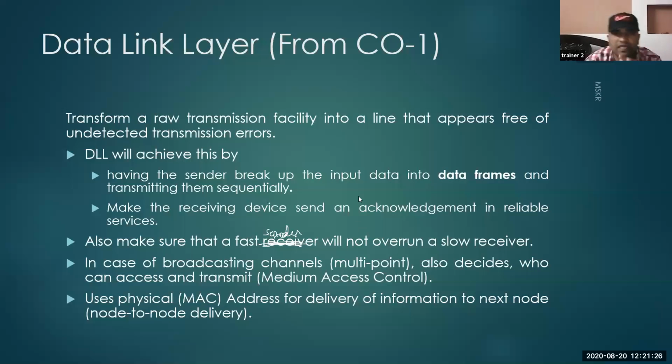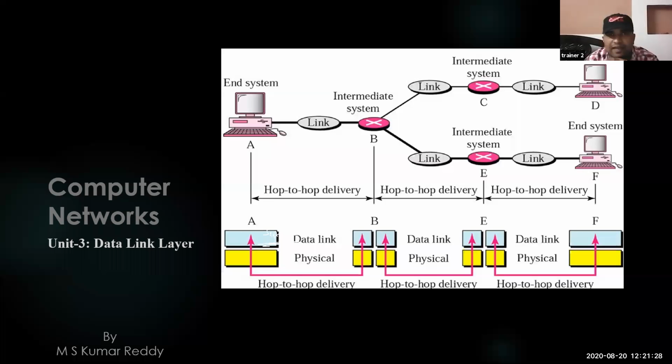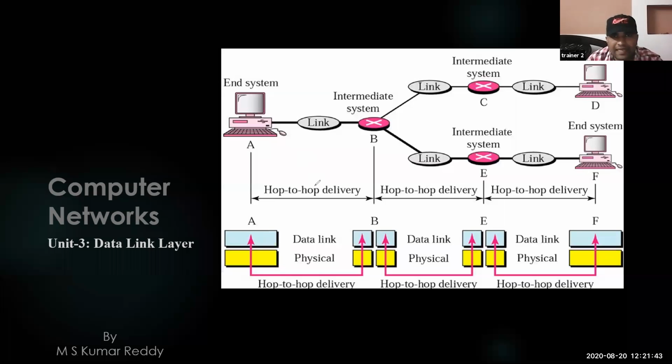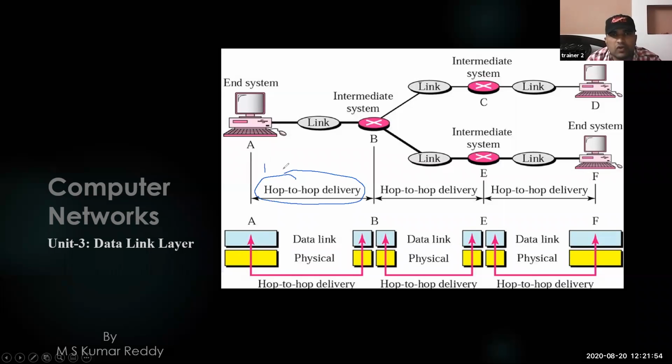Here, as you can see in this particular diagram in our first title slide, the data link layer will be there in each and every layer. Just listen, you will understand here. As you can see in this diagram, the data link layer is taking care of hop to hop delivery, which is also called node to node delivery.